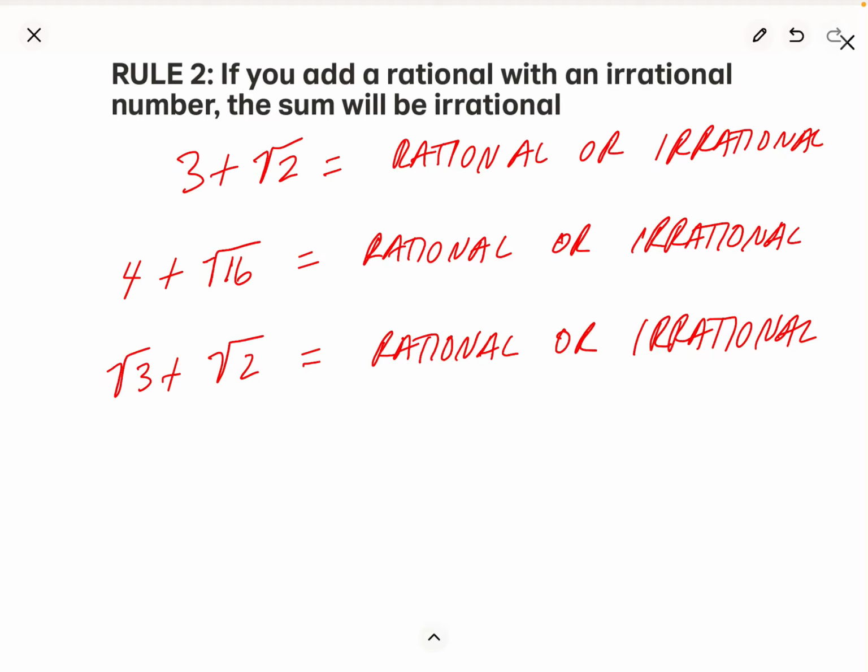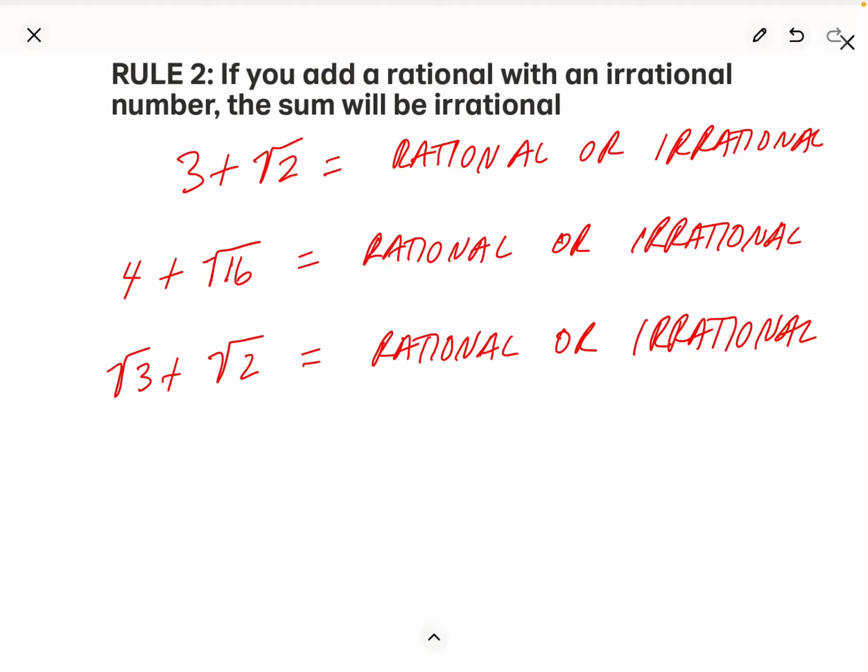The last video, it was rule number one. If you take the square root of a perfect square, it's going to be a rational number. If you take the square root of a non-perfect square, it's going to be irrational. We're going to use that idea for this one.